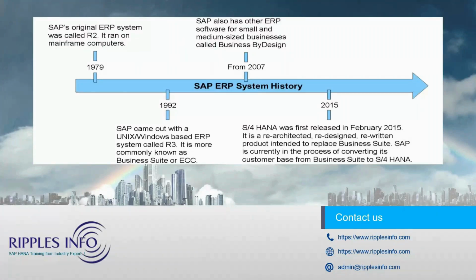In the previous session, we have seen how SAP ERP has evolved over a period of time, and discussed that in 2015, SAP introduced this new product line called SAP S/4HANA. So this is basically a re-architected, redesigned, rewritten product, which they plan to use as a replacement for the existing business suite solutions.